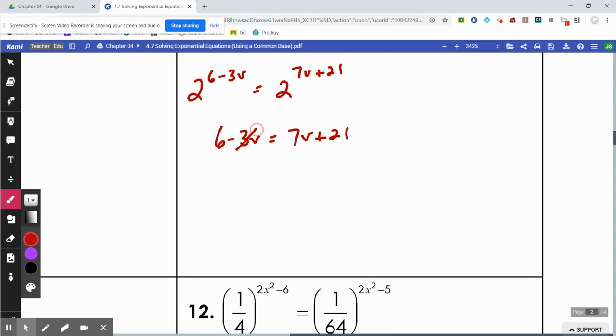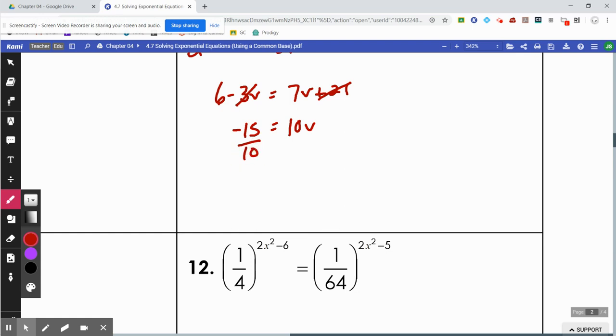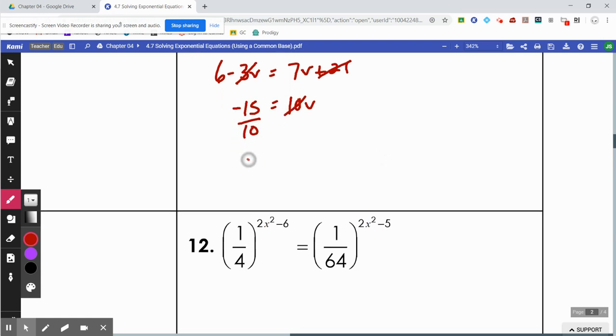All the v's to the same side, so let's add 3 v's. That gives me 10 v's, so let's subtract 21, gives me a negative 15. We now divide by 10. That's going to be a decimal, so instead of dividing, let's reduce it. Divide top and bottom by 5, and it gives you a negative 3 halves.